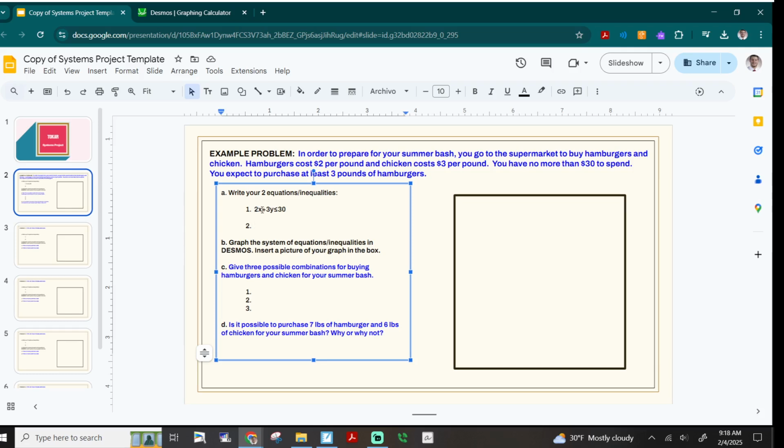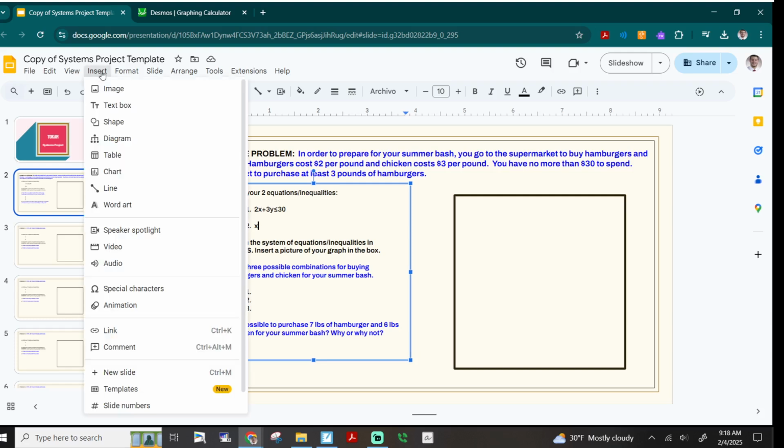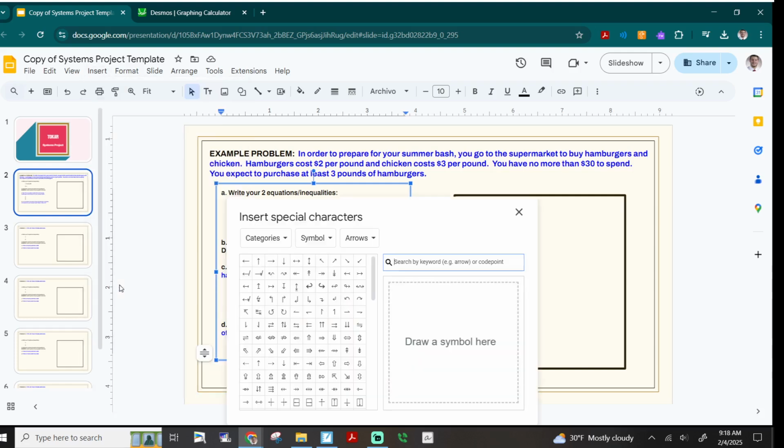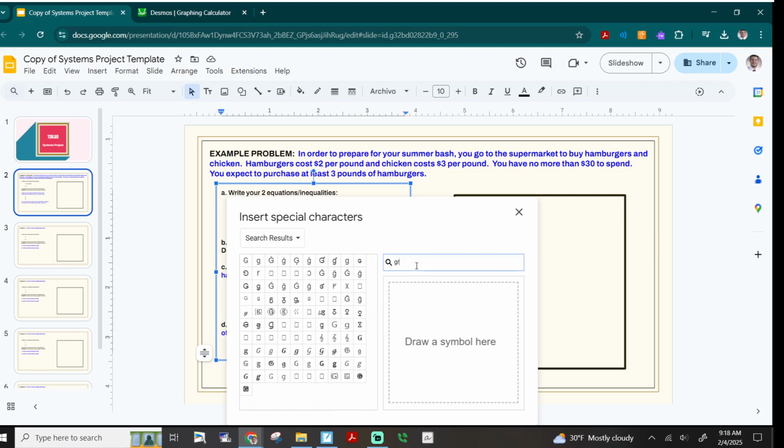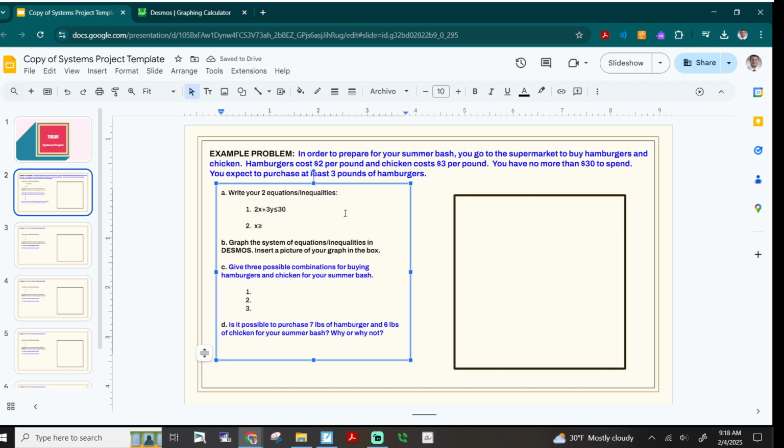$2 per hamburger, x is hamburgers. So my second equation, I type in x, and I have to purchase at least 3 pounds of it. That means I can have more than 3 pounds or exactly 3 pounds. So again, I'm going to insert special character. I need greater than or equal to, so I type in great. And there's my greater than or equal to. Click it, and there it is, 3 pounds.